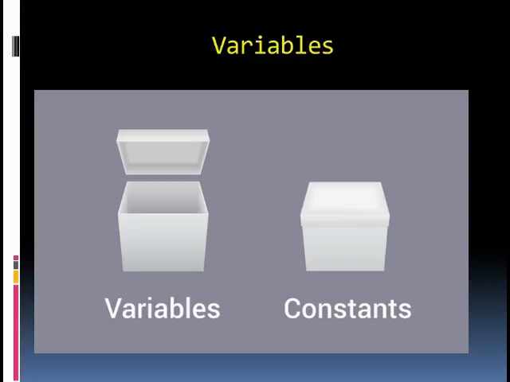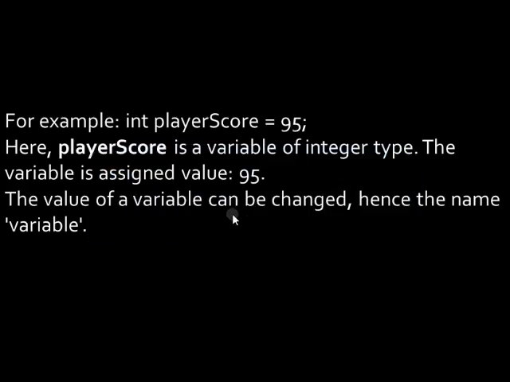A C variable can be of any data type, like int, float, or char. An example of a variable is int playerScore = 95. Here playerScore is the variable name, an identifier of type integer, and its value is 95. Because it's a variable, the value can be changed. One more thing: in C programming, you have to declare a variable before you can use it.